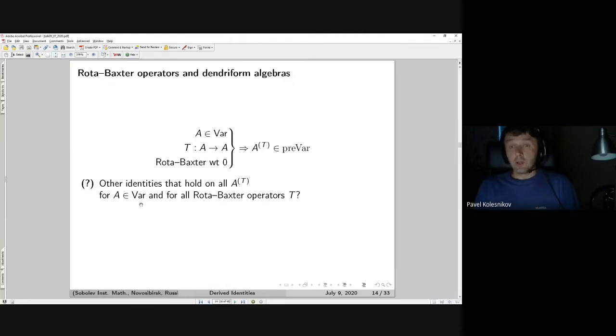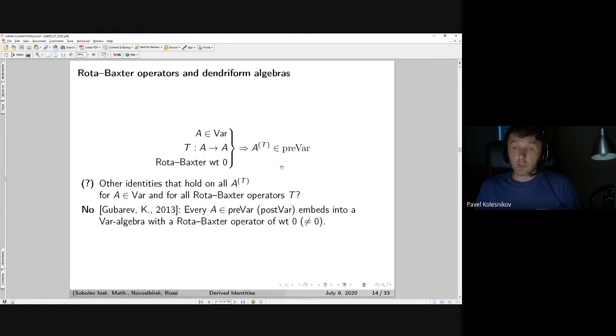So in general, given a variety Var, an algebra from Var, and a Rota-Baxter operator, let us consider only the case of weight 0 for simplicity. Then the corresponding algebra A sub t would be a pre-Var algebra. What about the converse? Can we say there are some identities that hold on such A sub t that do not follow from the defining identities of dendriform split? The answer is no, actually.